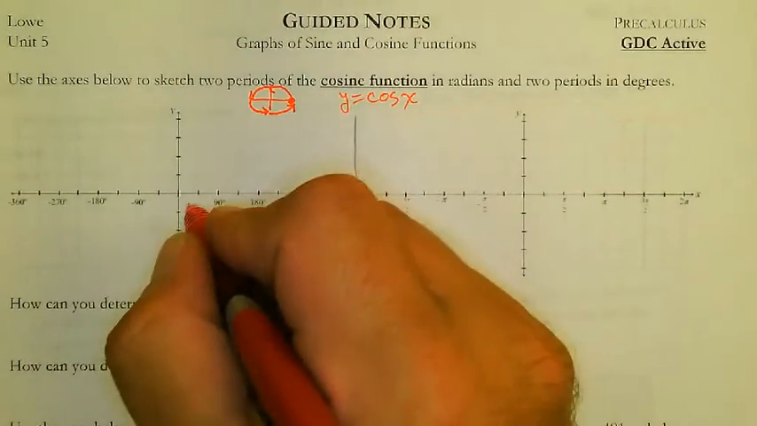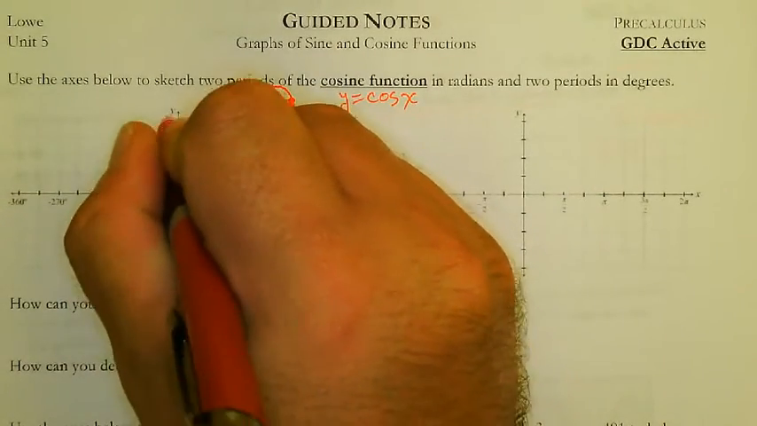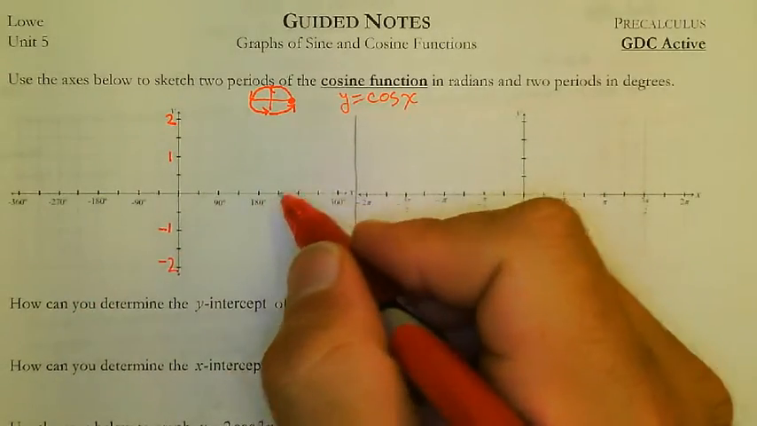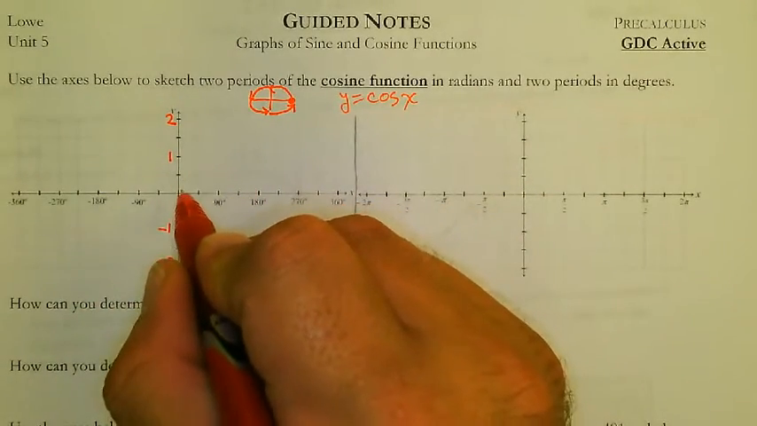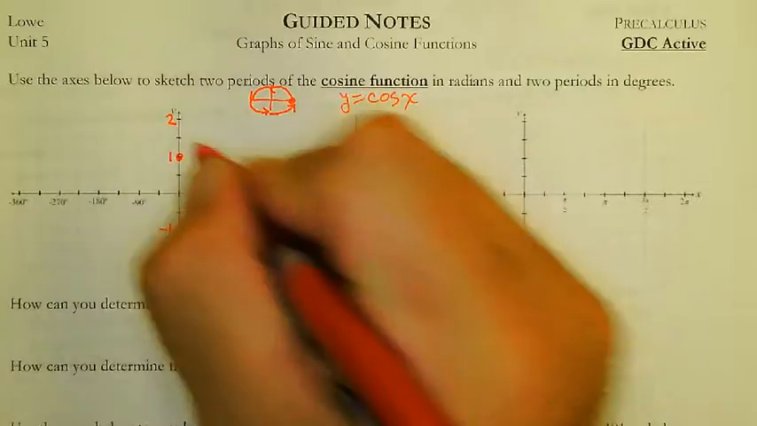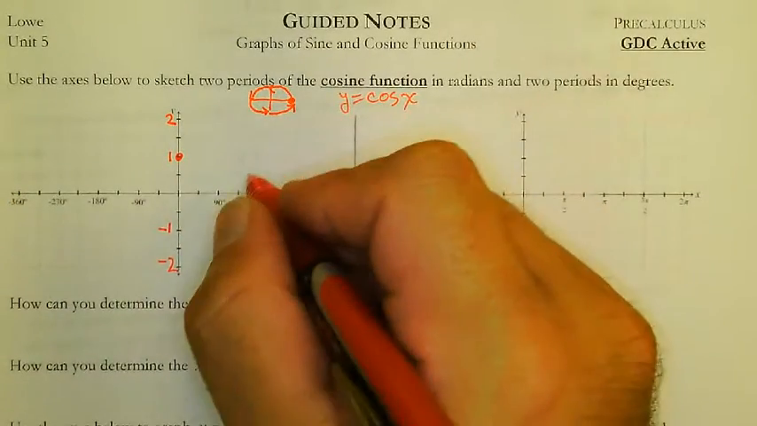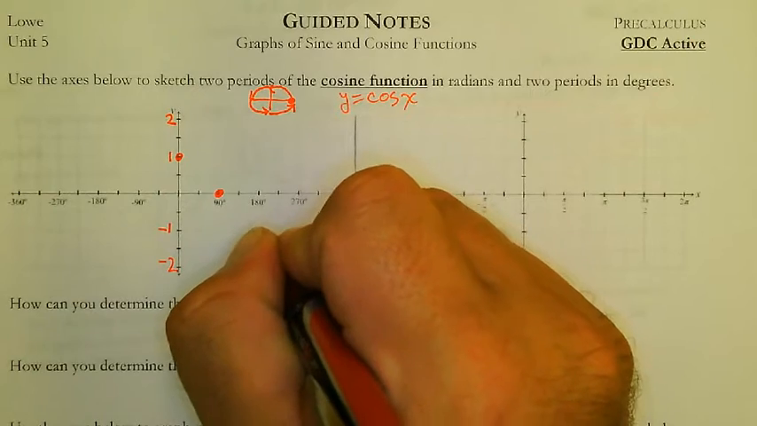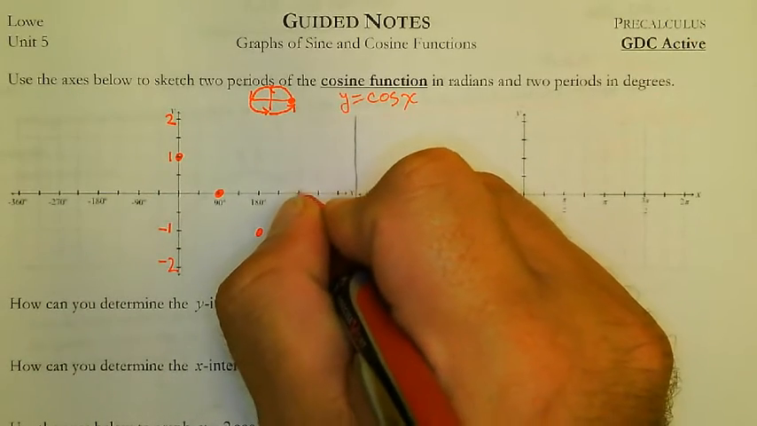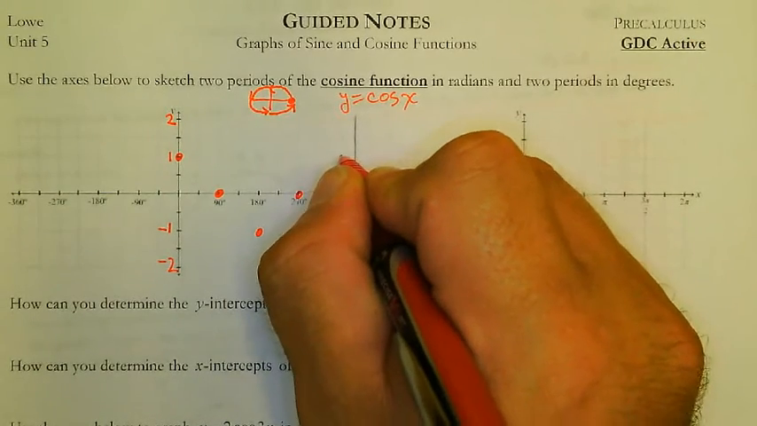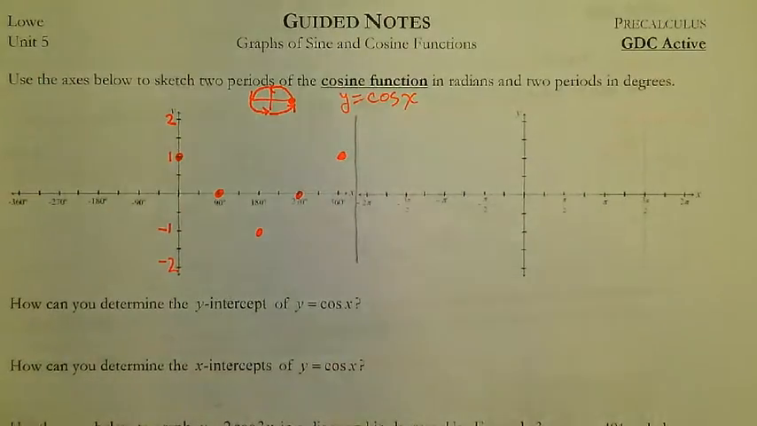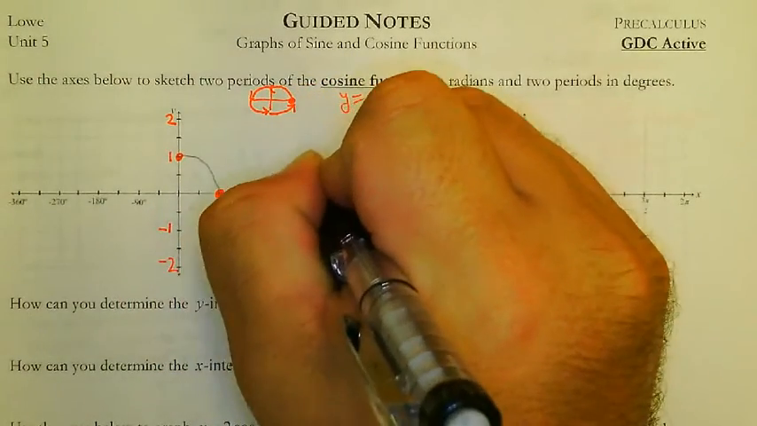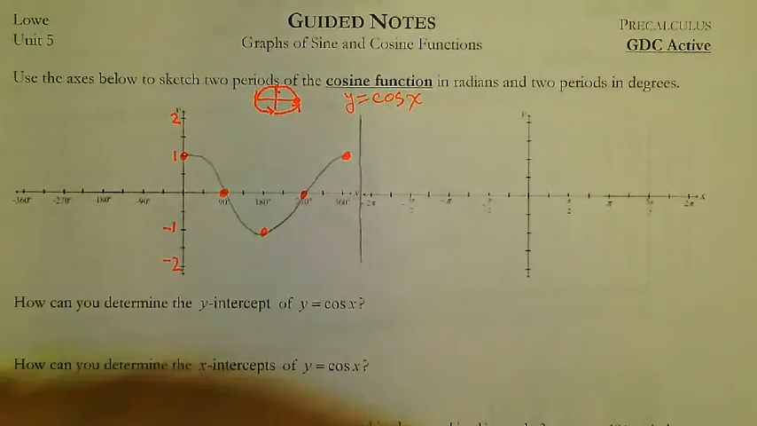So when I plot this in degrees, if I say that this is 1, this is 2, here's -1, -2, labeling my axes. At 0 degrees, the cosine function is 1, and then at 90 degrees, it's 0. At 180 degrees, -1, 270, back to 0, 360, back to 1. And I want to connect these dots with a smooth wave-like curve.